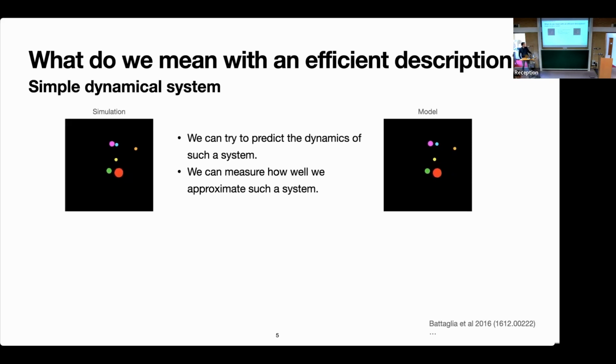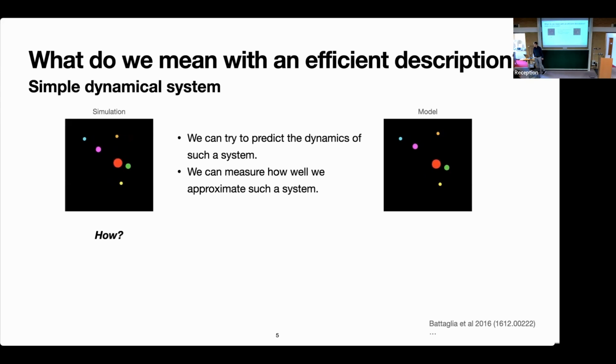This is something you can look at, and we can try to predict the dynamics of such a system. This is nothing very fancy, but once we predict such dynamics, we can also measure how well such an approximation is doing. How good is it at predicting those dynamics? If you had a model, as shown here on the right, you could measure the deviation and see how well we are doing.